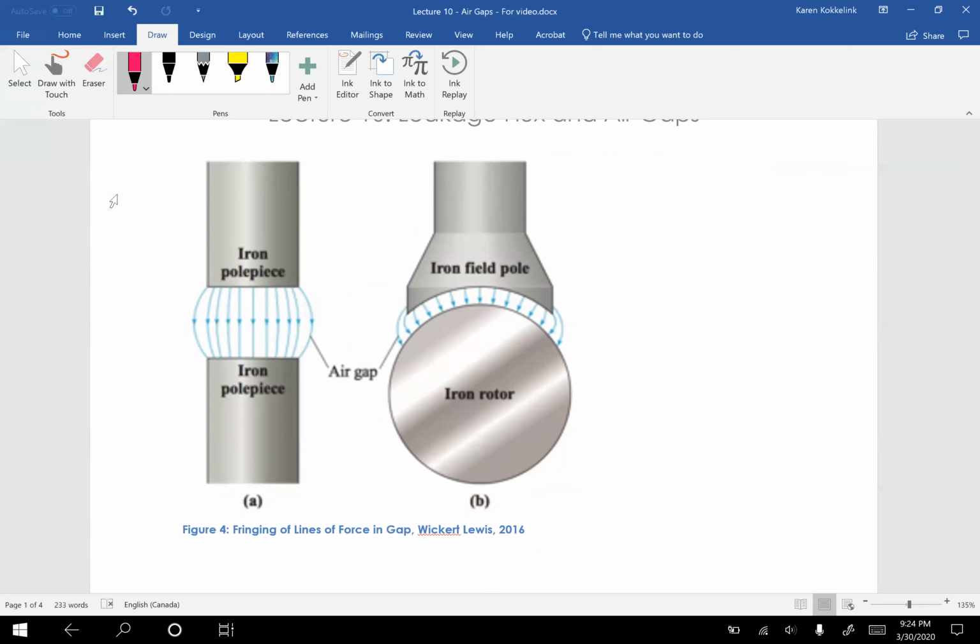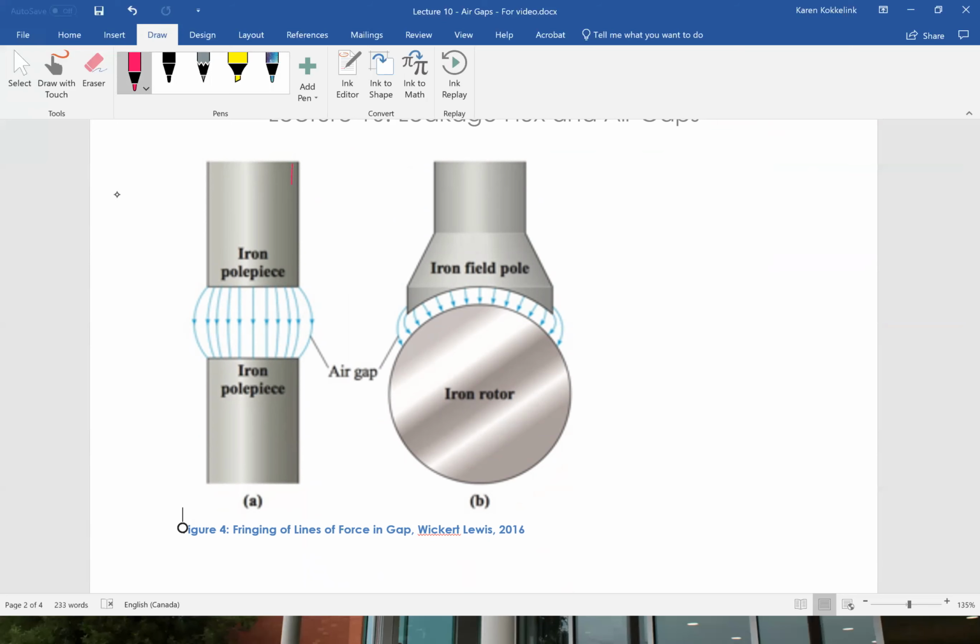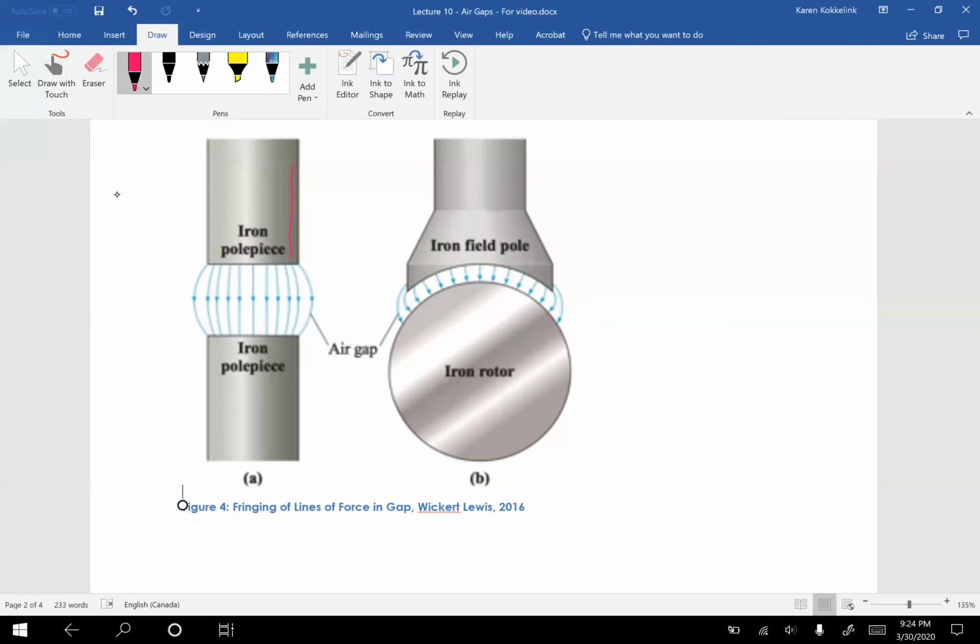So you can see this in this diagram, that the lines of flux would be going through the iron, and then they are opposing one another when they're not drawn into the iron. Then they get drawn into the iron again because it's a ferromagnetic material. So we remember that lines of flux oppose one another. So that's what happens in free space. And then they get drawn back in. This effect is called fringing. Fringing means it is expanding beyond the dimensions of the magnetic material.